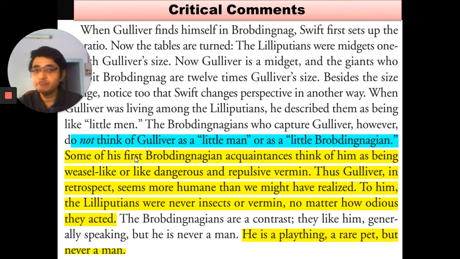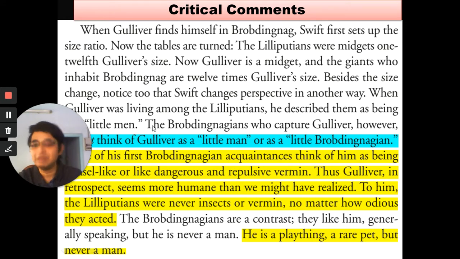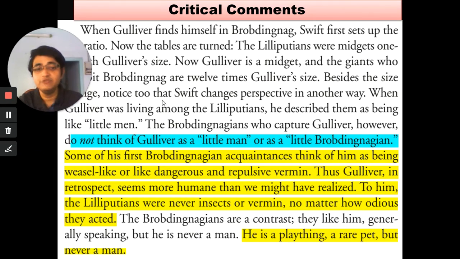So, critical comment. When Gulliver finds himself in Brobdingnag, Swift first sets up the size ratio. Now the tables have been turned. The Lilliputians were midgets, meaning very small size humans, 1/12 of Gulliver's size. But here the condition is completely different. The Brobdingnagians who capture Gulliver, however, do not think of Gulliver as a little man or as a little Brobdingnagian.